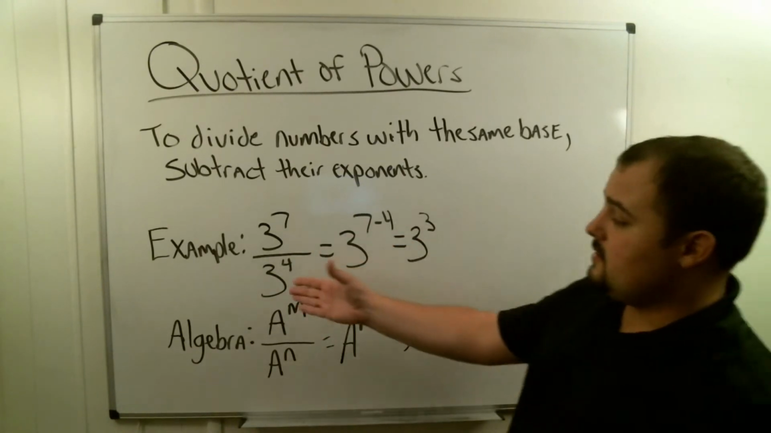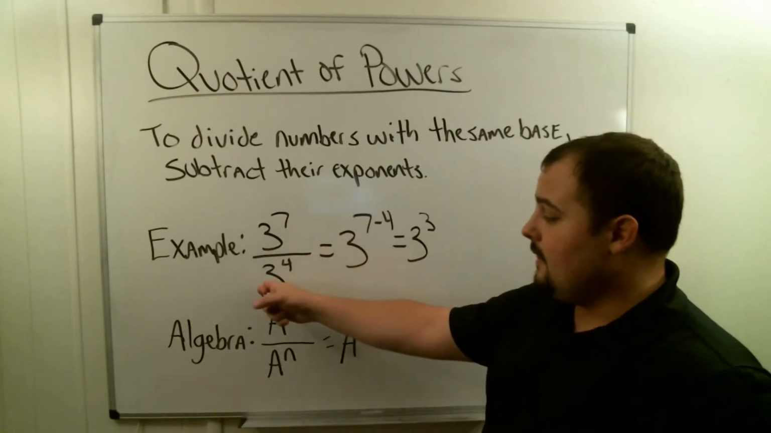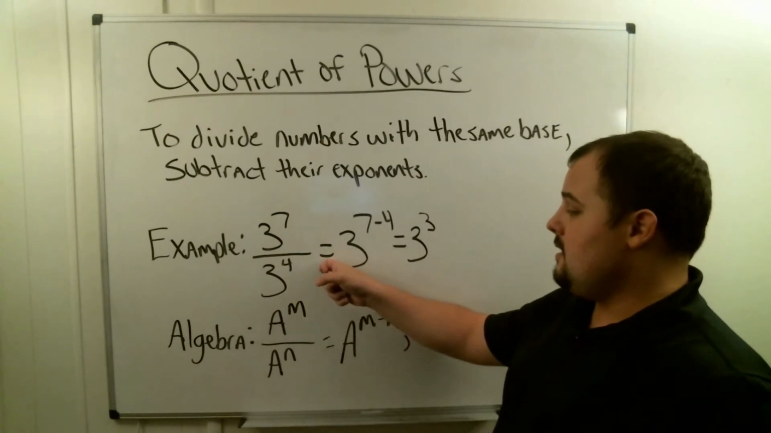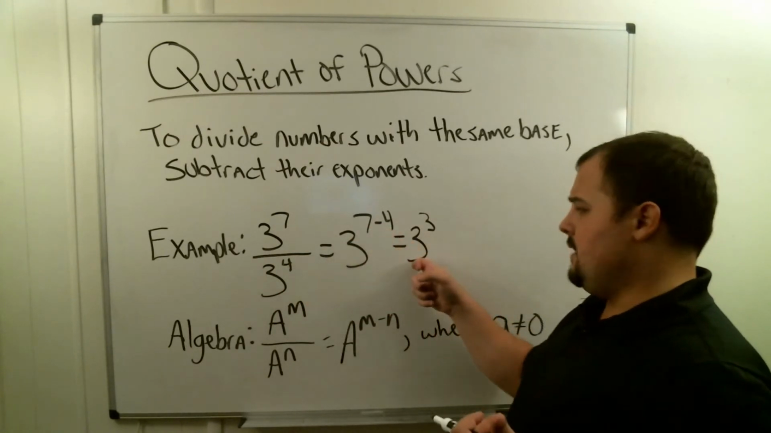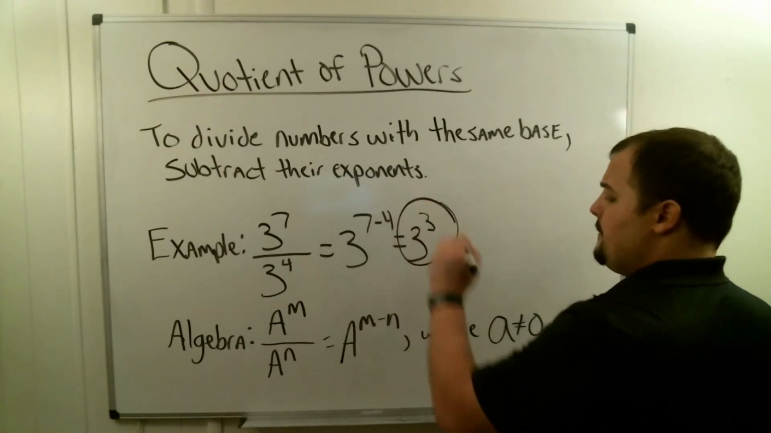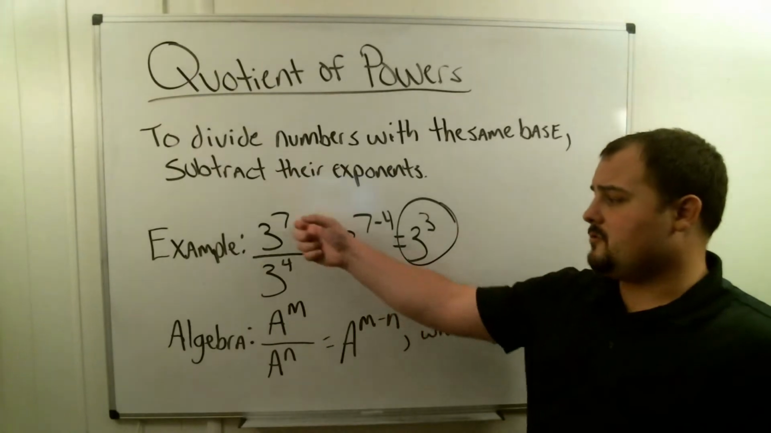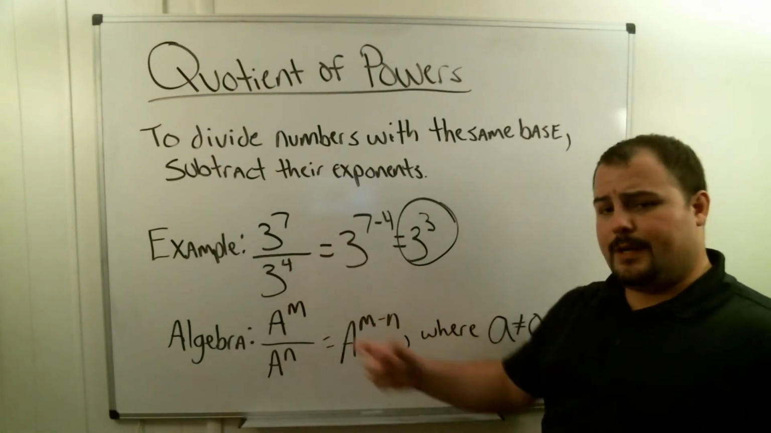So here you see there's an example. 3 to the power of 7 divided by 3 to the 4th power equals 3 to the 7 minus 4. Well, 7 minus 4 is 3. So this answer really is 3 to the 3rd power. All we had to do was subtract these exponents because we were dividing them and they had the same base.